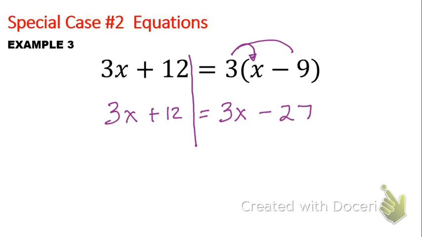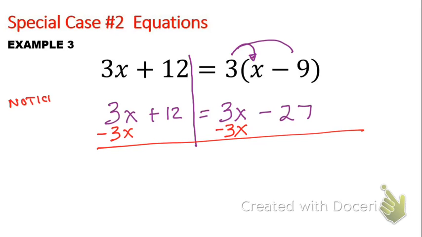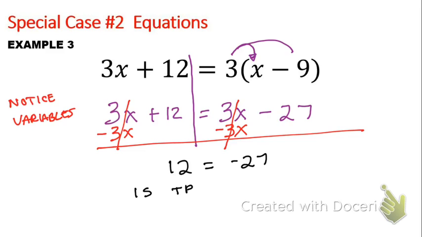So the next step is to move the smallest variable. And you're like, once again, it doesn't matter which one because they're the same numbers. So notice your variables. If you notice your variables, they cancel on both sides. So now we're left with 12 equals negative 27. And the same question should arise. Is this statement true? And then hopefully you would have said no.